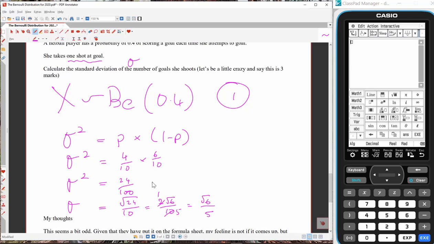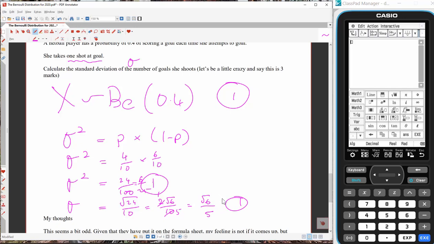I think maybe an extra mark for getting sigma squared, and probably want to make sure that that's simplified. What's that? 12 over 50, 6 over 25. And then my final mark for getting the standard deviation.